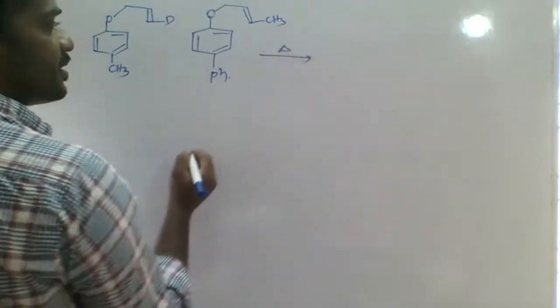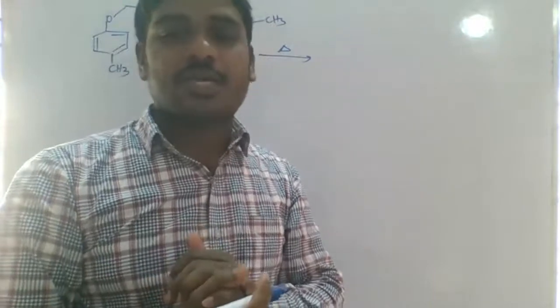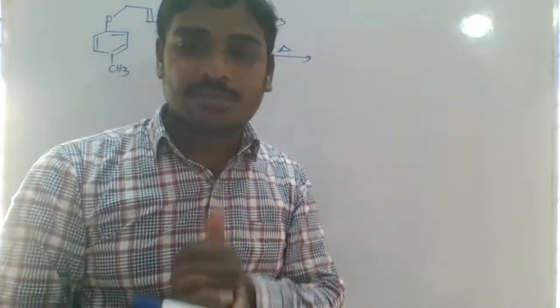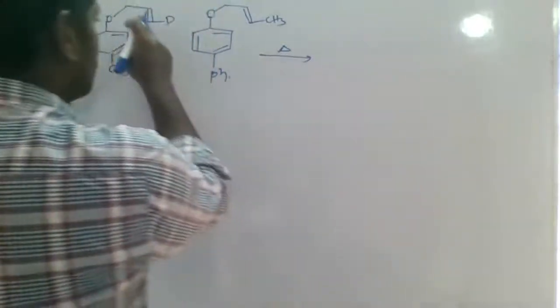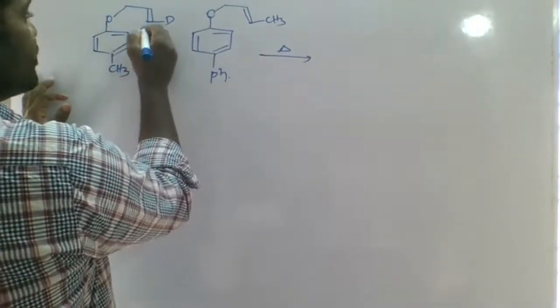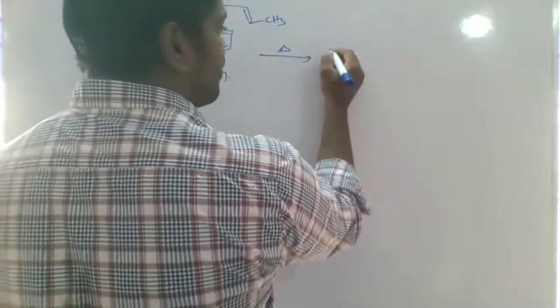Heating takes place. So both undergo the 3,3 sigmatropic shift, resulting in the formation of the product like that. So this is a migration: here bond formation, here breaking takes place. Here bond formation takes place.